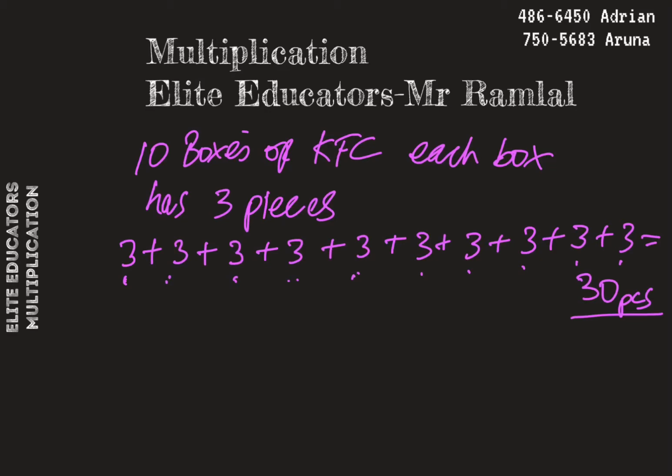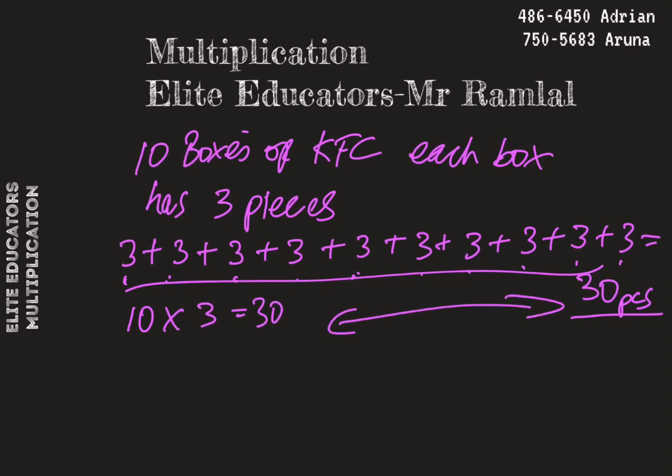And just like when we talked about place value, humans had to come up with a better way to do this task. Otherwise, this would take us forever, especially when we start to deal with much larger numbers. So instead of saying 10 boxes of KFC and we have 3 pieces in each box, we can actually say 10 boxes multiplied by 3 pieces of chicken per box. And that will actually give us 30, which is the same exact answer as over here.